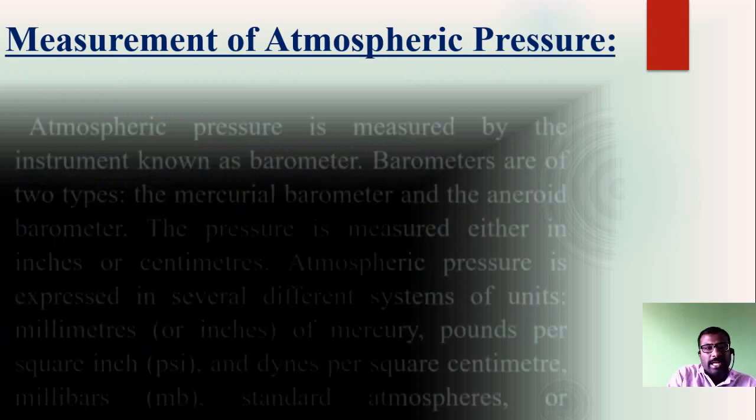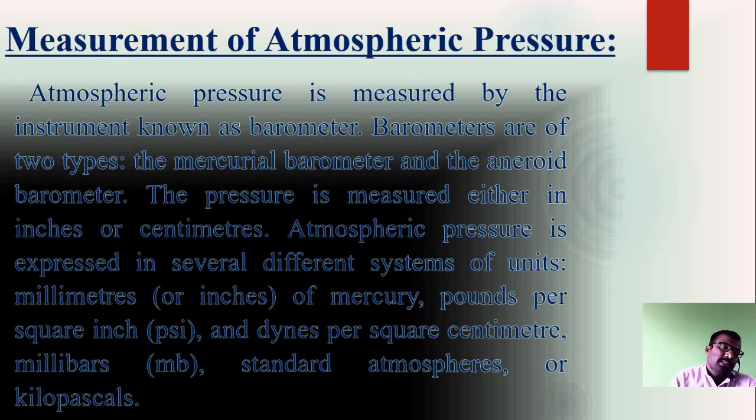How to measure atmospheric pressure? The next point is that atmospheric pressure is measured by an instrument known as the barometer. Especially, barometers are of two types: the mercurial barometer and the aneroid barometer. With these two instruments, you can measure the atmospheric pressure. The parameters of atmospheric pressure measurement are either in inches or centimeters.